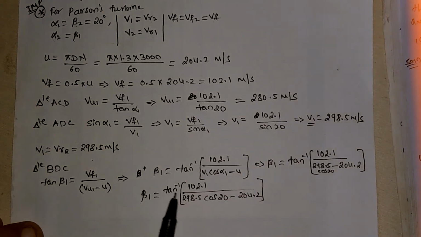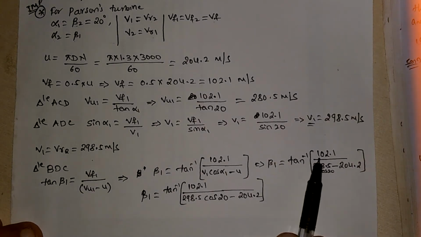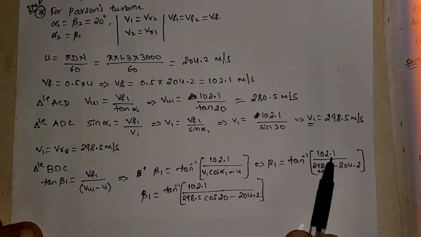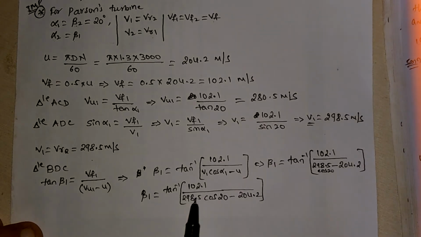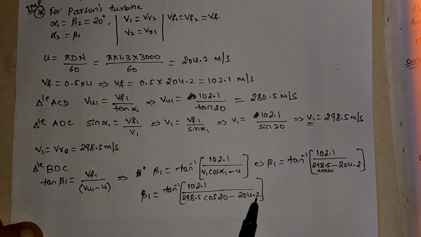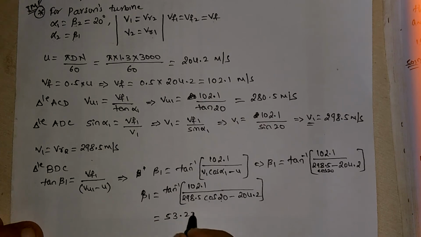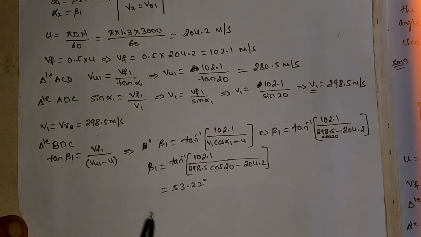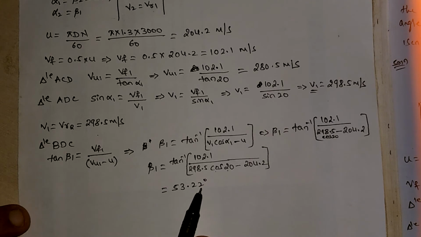As you can see here, beta 1 is equal to tan inverse of 102.1, that is Vf1, divided by V1 cos of alpha 1, so V1 into cos of 20, minus 204.2. The equation will be something like this: beta 1 is equal to tan inverse of 102.1 whole divided by 298.5 into cos of 20 minus 204.2. If I calculate this part, I get 53.22 degrees. So we have obtained the value of beta 1 as 53.22 degrees.